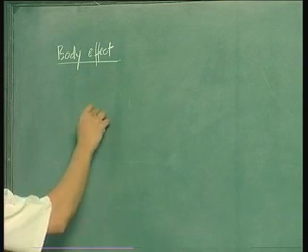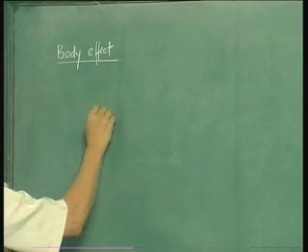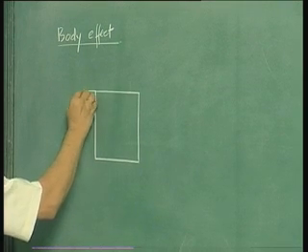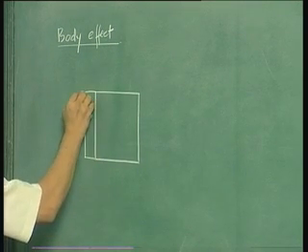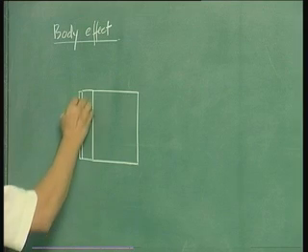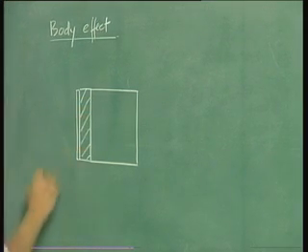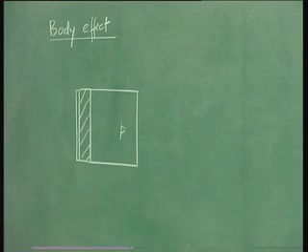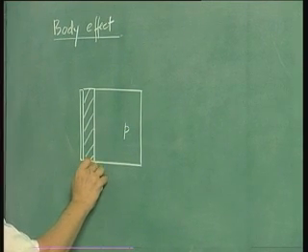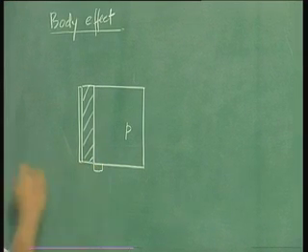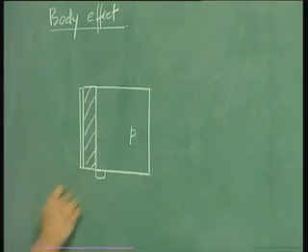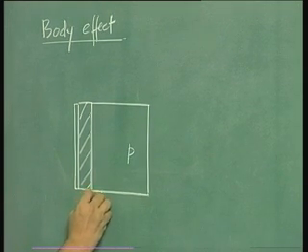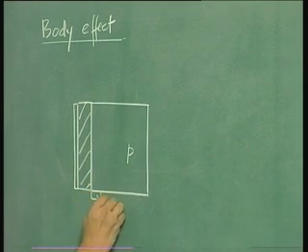So this body effect is seen when you have a capacitor like this, and we connect another contact here. For the purpose of simplicity, we will assume that this contact is really very small, okay, and this contact is made of N plus.